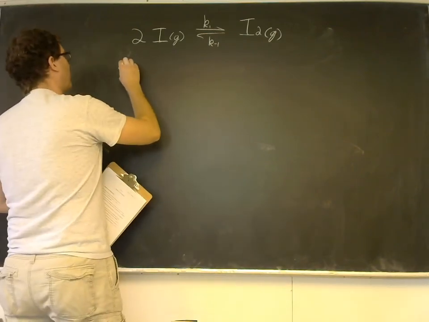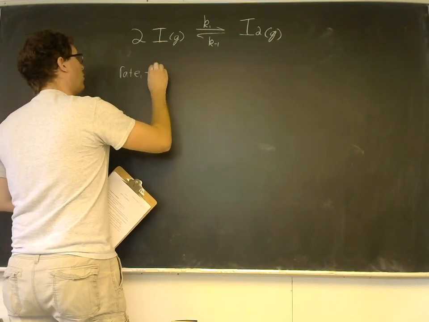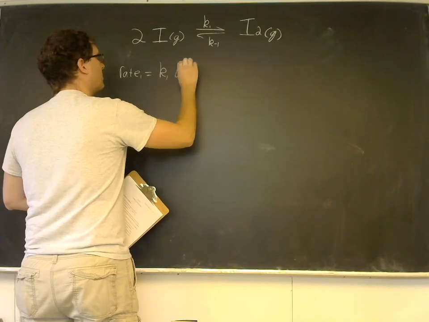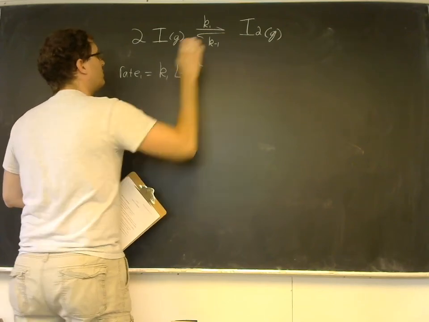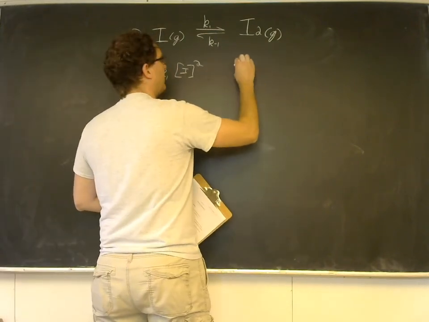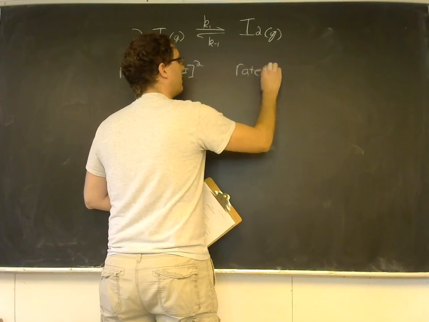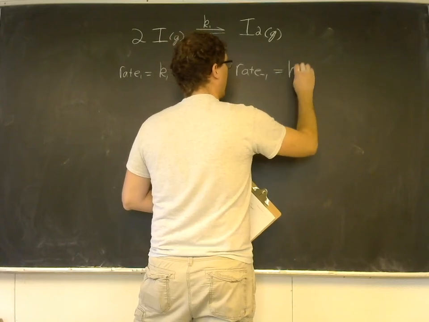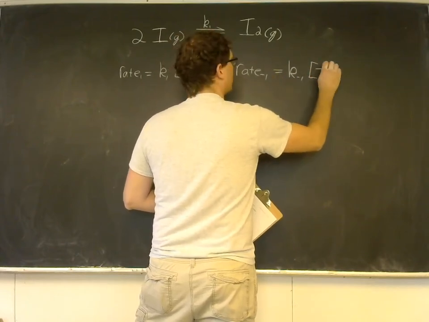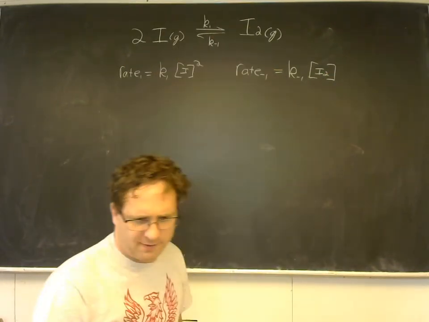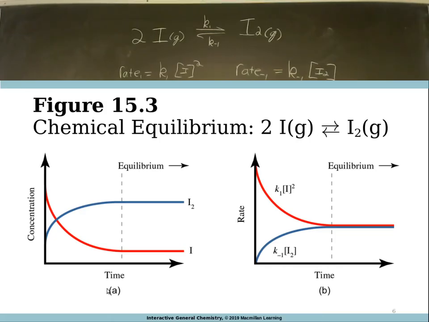So the forward rate, we'll call that rate 1. That is going to equal k1 times the concentration of I squared. And rate 2, or I'll call it rate -1, the rate of the reverse reaction, is going to equal k-1 times the concentration of the iodine molecule.